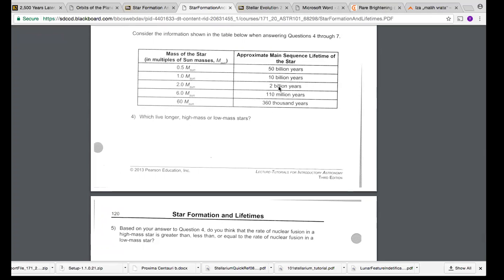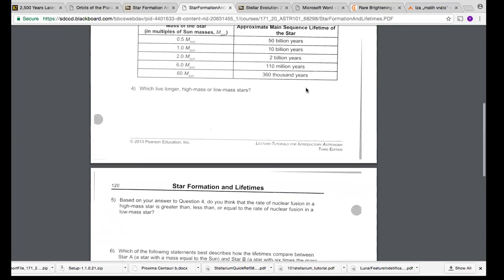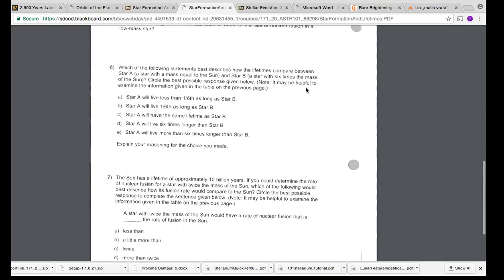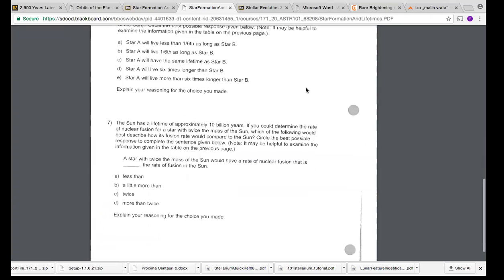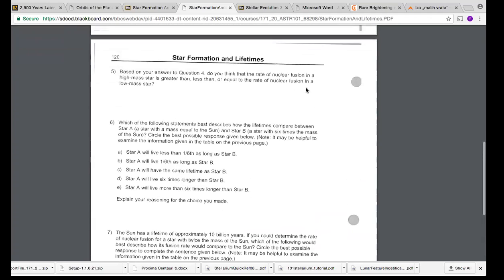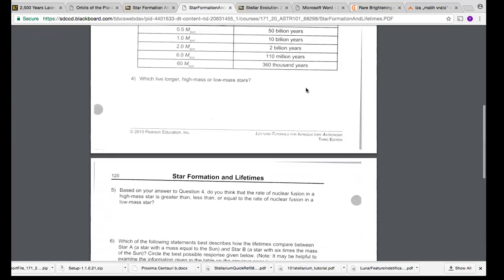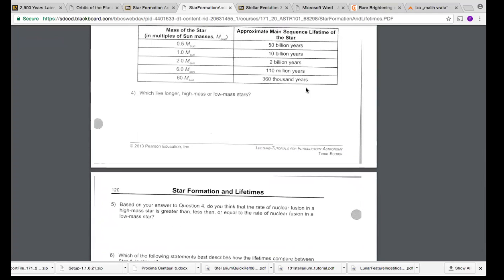The star will live 5 times less, even though it has double the fuel, double the mass. So basically, it fuses 10 times faster. Does that make sense? Yes? No. Why not? I don't understand where the 5 is coming from.